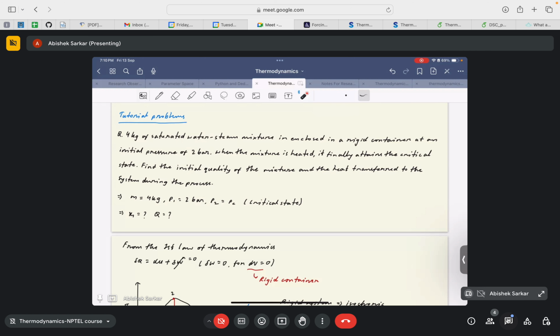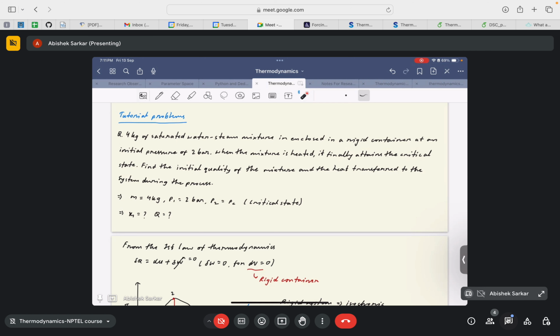So we have 4 kg of saturated water steam mixture enclosed in a rigid container at an initial pressure of 2 bar. Pressure and rigid container, keywords. And 4 kg mass of the liquid vapor mixture. When the mixture is heated, it finally attains a critical state. Again important, so the final state is a critical state. That's very crucial to know. Find the initial quality of the mixture and the heat transferred to the system during the process.